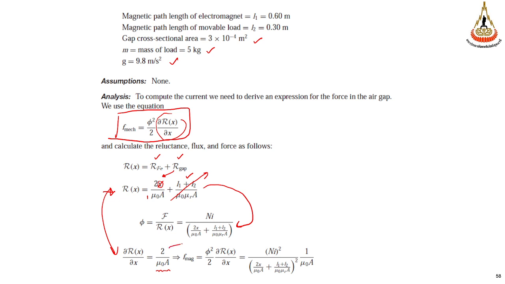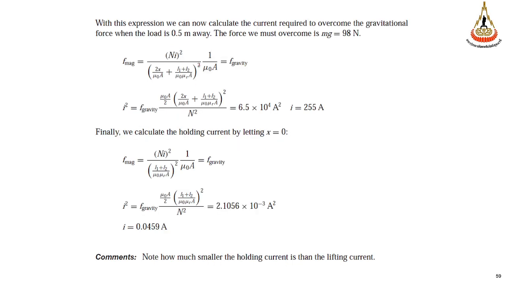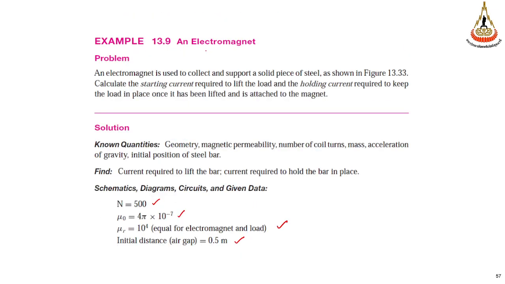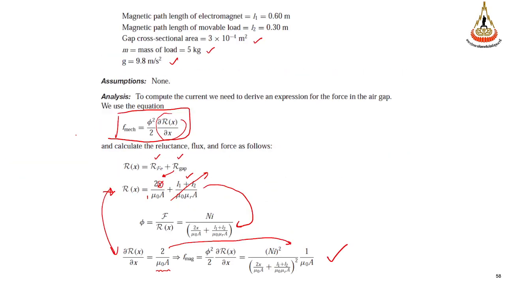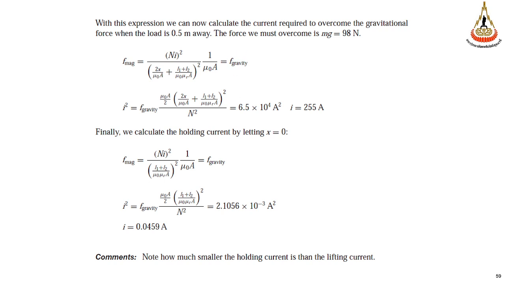We substitute this in here for the flux squared, and we get this solved. And then F max is here. To move this bar, the weight of the bar is F gravity, which is 49 Newton. And this is the force of the magnetic field. So finally, we put these values together and solve for I. This is the minimum current to lift up this bar. Then we substitute the known values here, and we get a current of 225 ampere. After that, we hold the current until x equals zero.